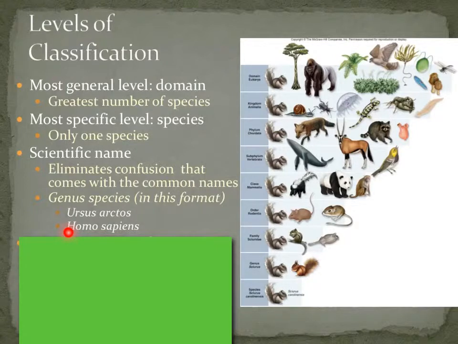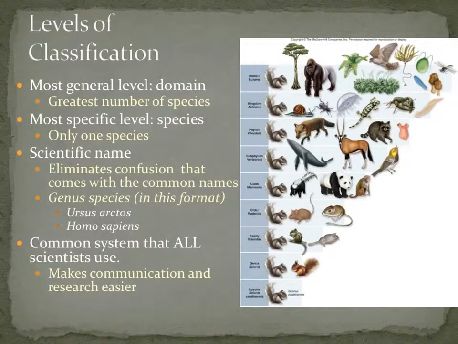Another advantage of the classification system is that all scientists use it, right? So it's very common. So this makes communication between scientists much, much easier, right? If something's a mammal for us, it's a mammal in France, it's a mammal in India, it's always a mammal.